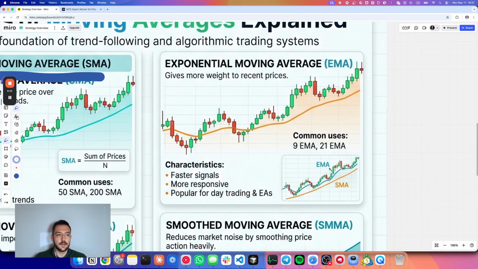Again, it is very widely used, and I would say it is the most popular one, because when I say it gives more weight to the recent prices, it doesn't mean that there is a crazy difference to the simple moving average. They're very similar to one another, and I would say the exponential one is the most widely used and the one you will be using the most.